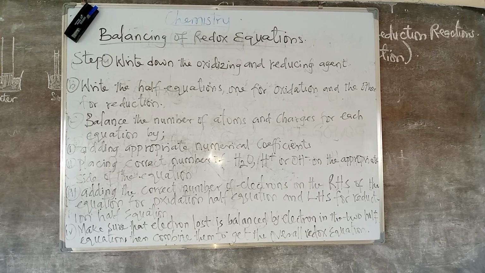Before we go to the next example, let me emphasize again that in a given redox equation, identify the oxidizing agent and the reducing agent. Oxidizing agents always have their oxidation number decreasing in the positive direction, while reducing agents will always have their oxidation number increasing in the positive direction. Please watch the next video for examples of balancing redox equations.